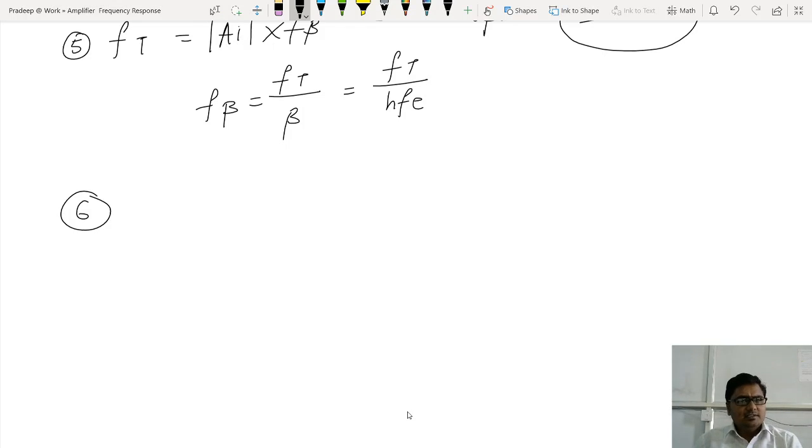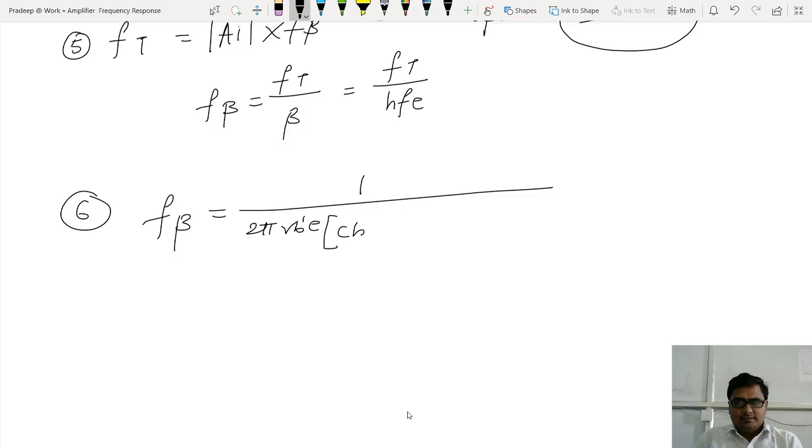Now the next formula. It's actually not needed to write a formula for this f beta, but as we derived it, let me write that also in the summary. It is 1 divided by 2 pi R B'E, then C B'E multiplied by, sorry, plus C B'C, and after the value of capacitance I must write 1 plus gm. The form is quite different.